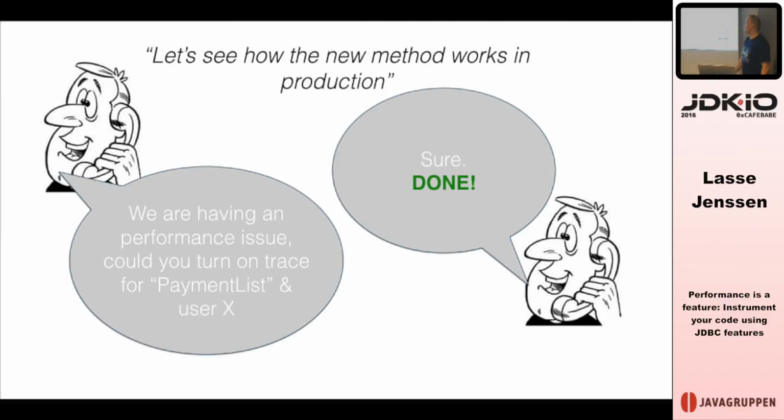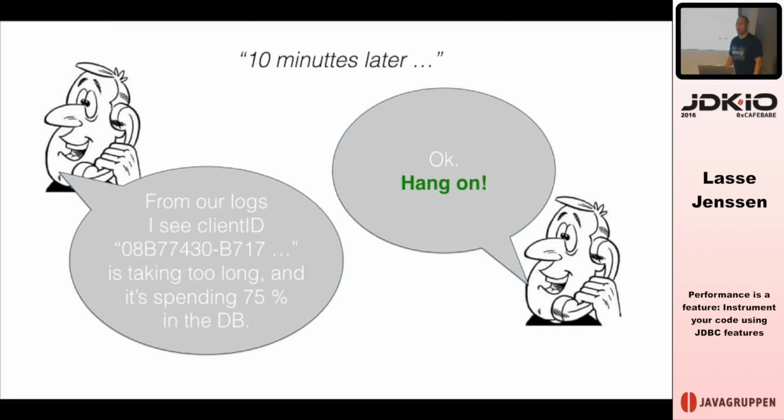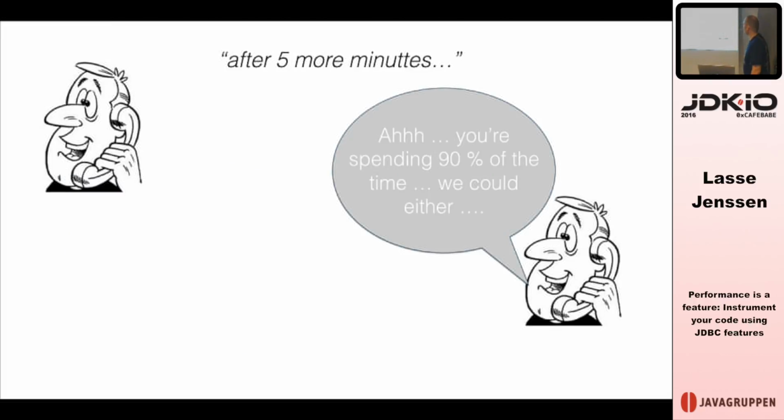And he would say, okay, sure, I just turn on trace. And 10 minutes later, you just find some IDs in your log, and you call back and say, I found this client ID. It's taking too long, and it's spending 75% in the DBA, because you maybe have that in your logs. And this guy would say, okay, hang on. And in 5 minutes, he has made his report, showing that 90% is spent on blah, blah, blah.